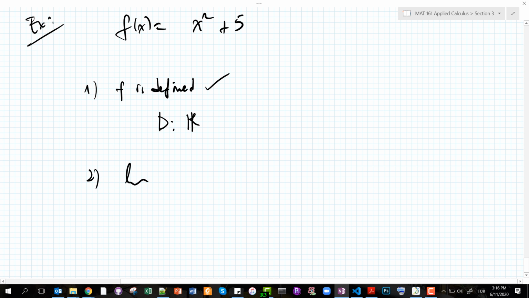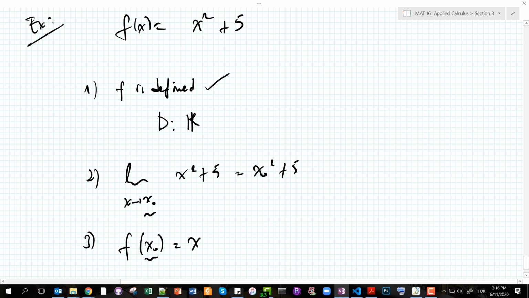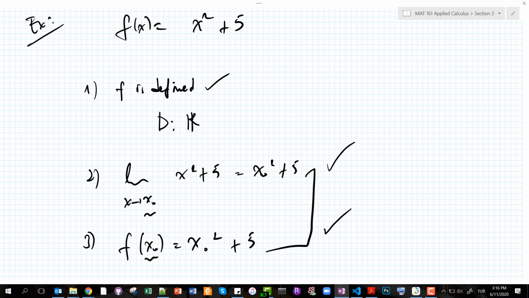The second one: what is the limit for any point, any x0? As you know, you can find the limit of this type of polynomial, x0 squared plus 5. And then in the third part, is this equal to your function definition? Yes, since if you use any point in your function, which is equal to x0 squared plus 5, my limit is equal to my function definition. That is why I passed all these 3 tests. I can definitely say that my function is going to be continuous.